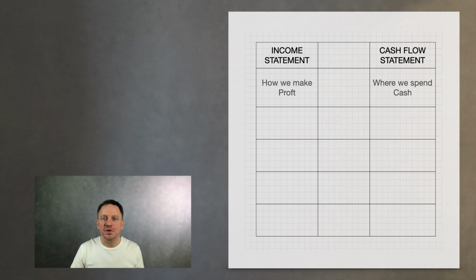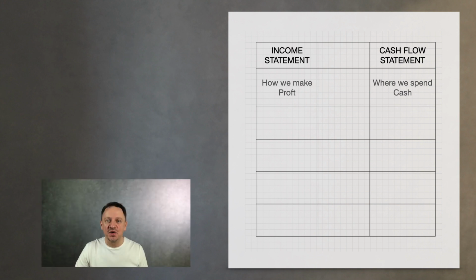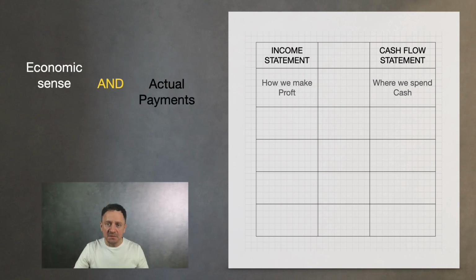The income statement shows how we earn profits. The cash flow shows how we spend cash. With both these statements alongside, you control how your profits are converted into cash. They are based on different principles. The income statement is based on economic sense, when we would love to know how our sales are supposed to be distributed in the most reasonable way. Cash flow is guided by actual payments, and that's it.